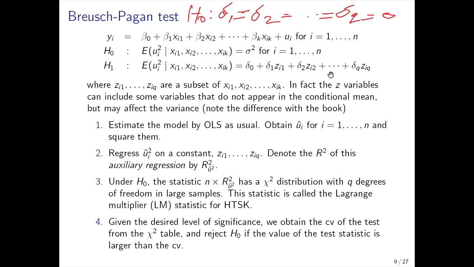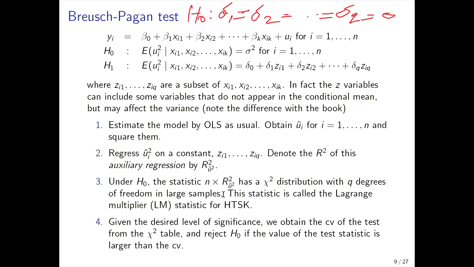So in the example I showed you a moment ago, I just had two z's, z1 and z2, so then q would be equal to 2. If you've got three z's, z1, z2, and z3, then q is going to be equal to 3. An important point to know here is that Breusch and Pagan were able to derive the asymptotic distribution of n times R squared. That is, they were able to prove that as the sample size goes off to infinity, the statistic n times R squared converges to a chi-squared random variable with q degrees of freedom.